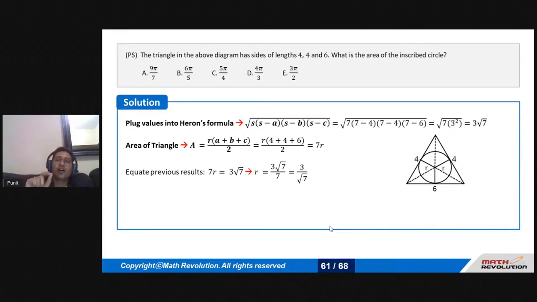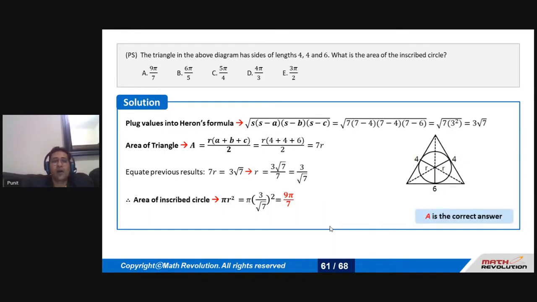Once we know the value of r, we are able to find the area of the circle, which is pi r square. So 7r becomes 3 root 7. r would be 3 root 7 over 7, which is 3 over root 7. Let's do the pi r square thing here. Pi times (3 over root 7) squared will give you 9 over 7. Answer goes as 9 pi over 7.